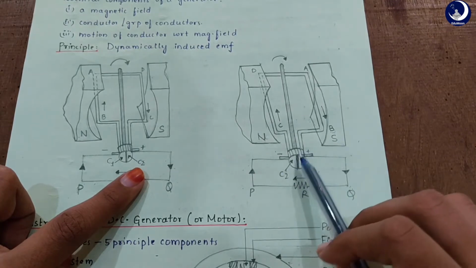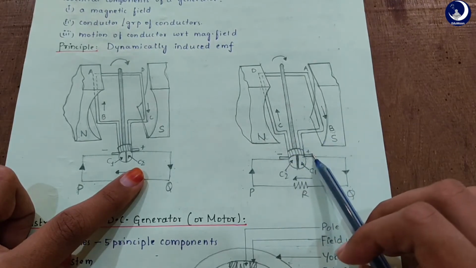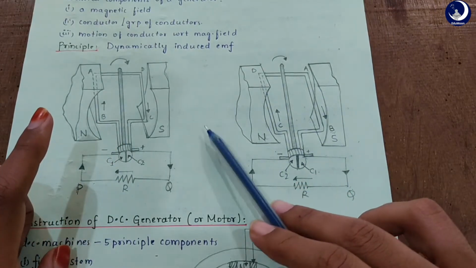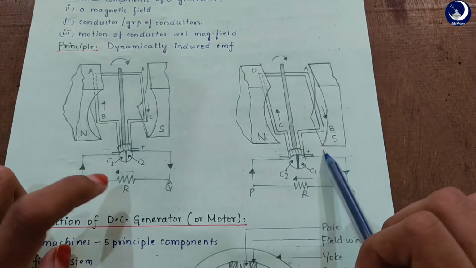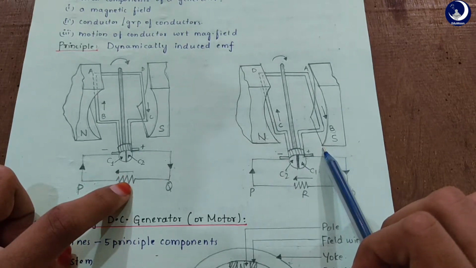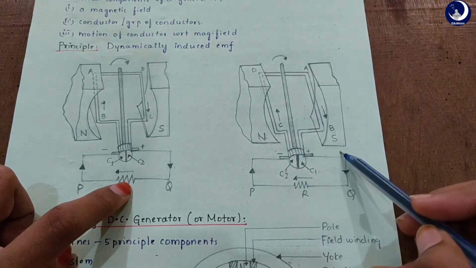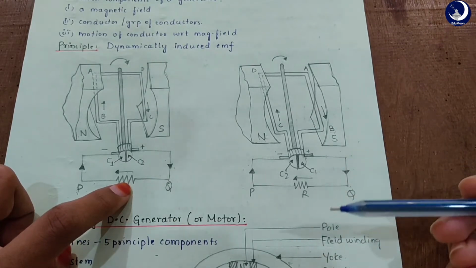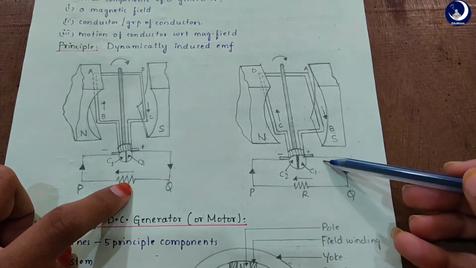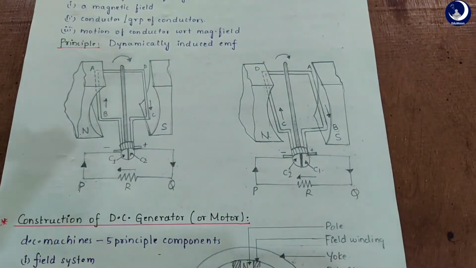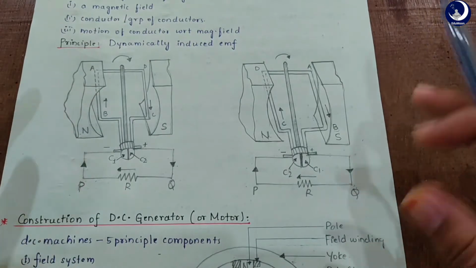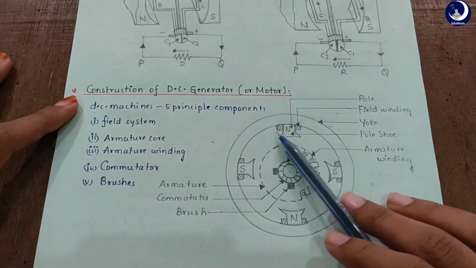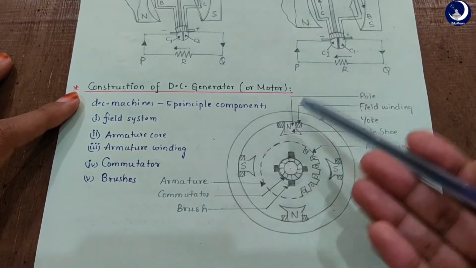You got it? So the commutator parts C1 and C2 have changed the alternating voltage into a direct voltage, a pulsating direct voltage. So this is the use of the commutator. A commutator is a mechanical rectifier. It converts alternating voltage into direct voltage, and this is how a simple loop generator works.